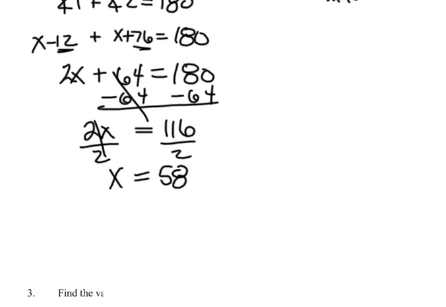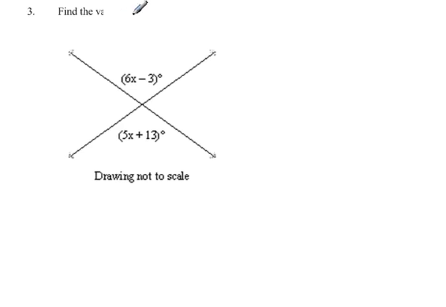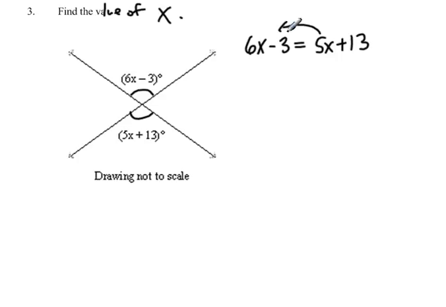Number 3. That's supposed to say find the value. I don't know where it went to, but it says find the value of x. So I can write it up there. Value of x. That looks awful. But looking for the value of x. Notice that these two angles are vertical. Vertical angles are congruent. So therefore 6x minus 3 is equal to 5x plus 13. Solving the equation, x equals 16.